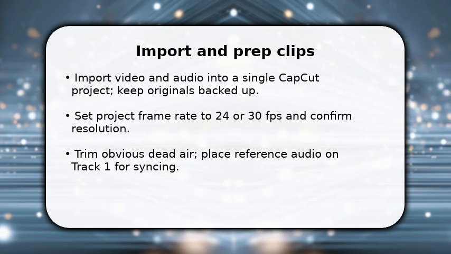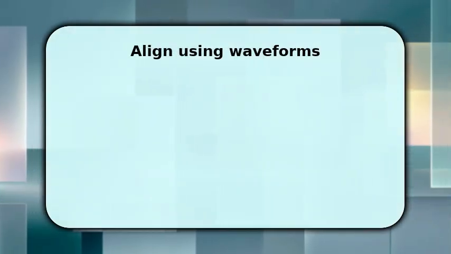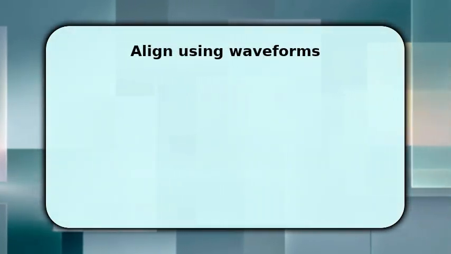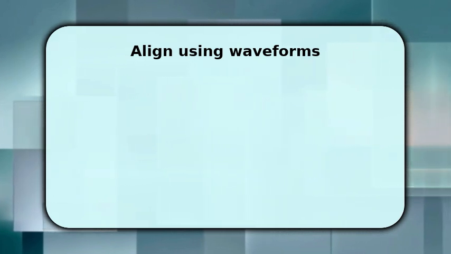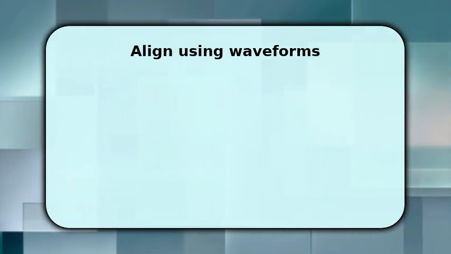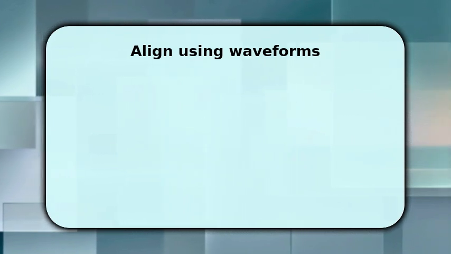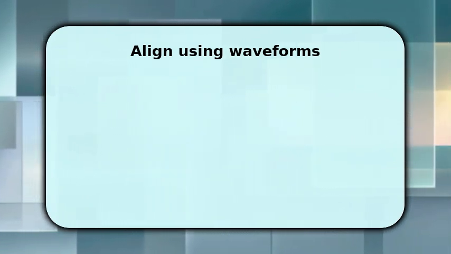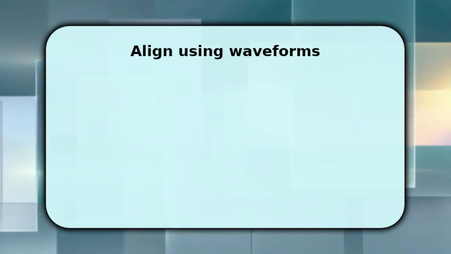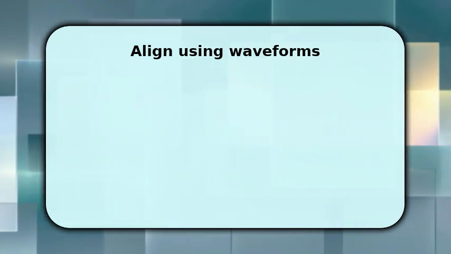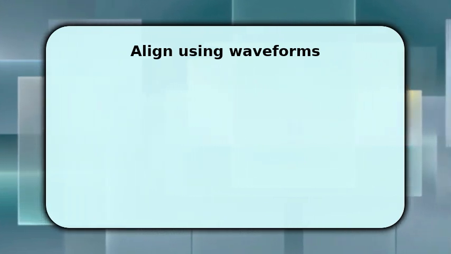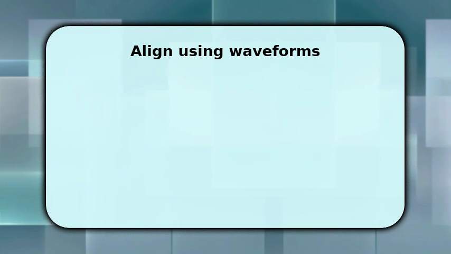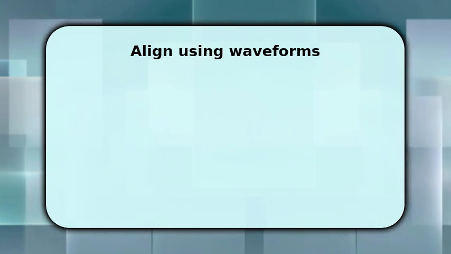You now switch to waveform view and zoom the timeline to at least 200% so individual peaks are visible. Mark each key transient or clap on both the reference audio and each clip. These markers become anchor points. Once markers exist, split clips at those points and use the nudge tool or drag handles to align waveform peaks within 1 to 2 frames. Doing this manually gives you surgical control and prevents sync errors that automatic tools can miss.